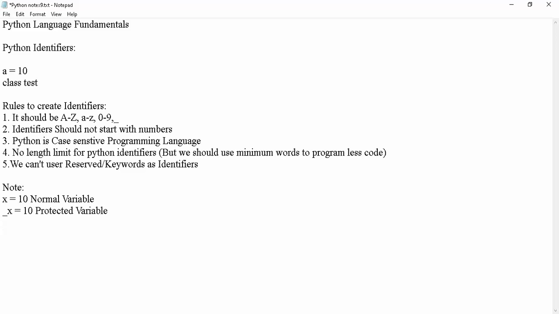And also, if it is double underscore x, it means it is a private variable. If it is double underscore x double underscore, it means a magic variable. Now you are clear, guys.